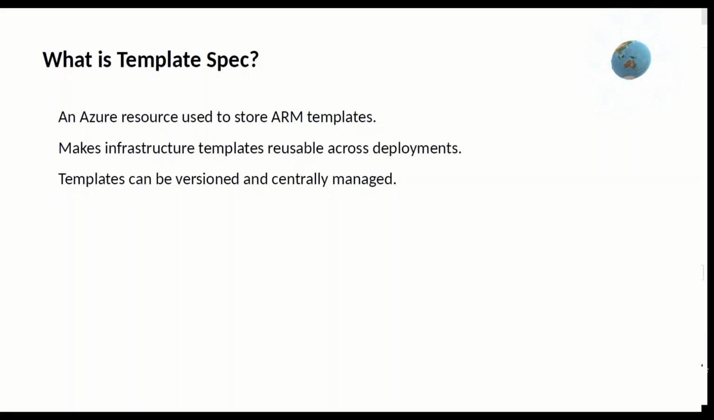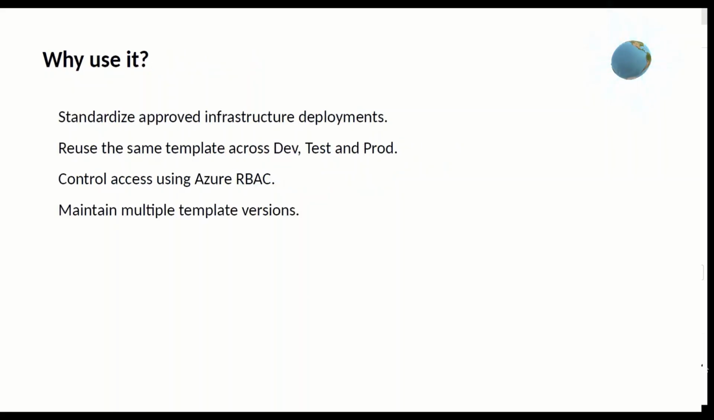So what is a template spec? An Azure resource used to store ARM templates. It makes infrastructure templates reusable across deployments. Templates can be versioned and centrally managed. This means we can store our code in our GitHub repository. So like that, a template spec stores the templates that you have created and that can be versioned also.